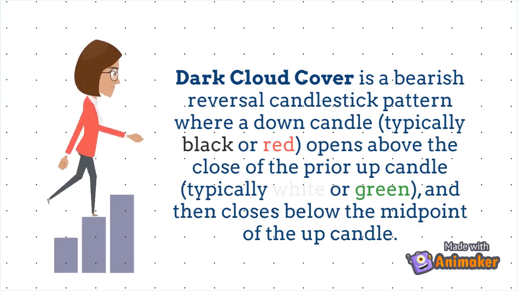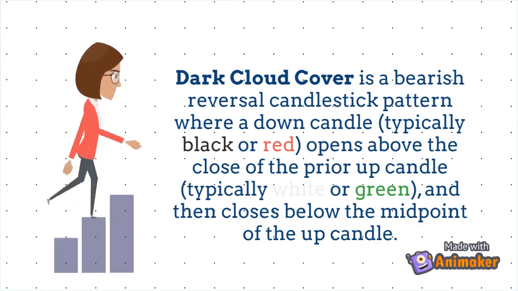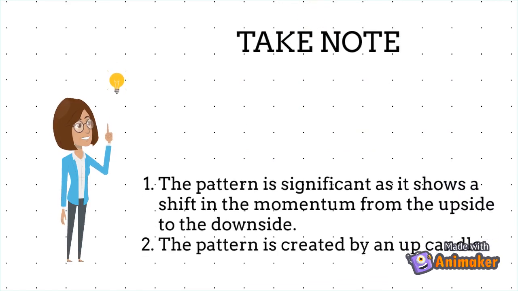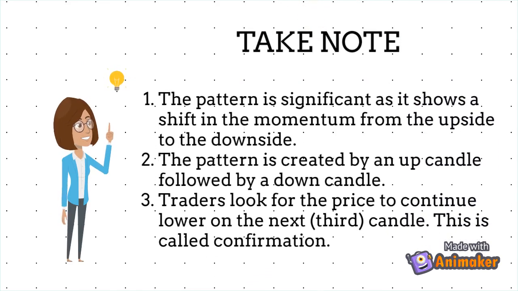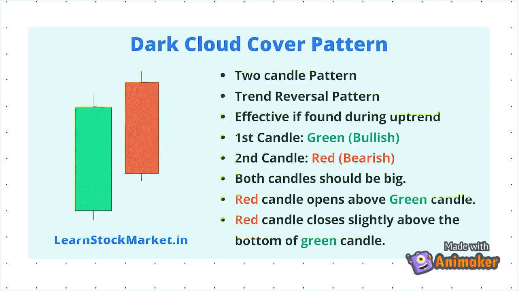In the bearish engulfing pattern, the down candle, typically black or red, opens above the close of the prior up candle, typically white or green, and then closes below the midpoint of the up candle. Take note that the pattern is significant as it shows a shift in the momentum from the upside to the downside. The pattern is created by an up candle followed by a down candle. Traders look for the price to continue lower on the next, third, candle. This is called confirmation. Also, take note that the first candle should be green, which is bullish, and the second candle should be red, which is the bearish one. Both candles should have a big real body.